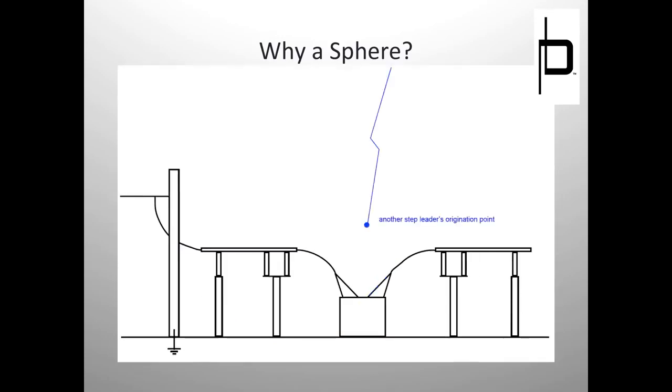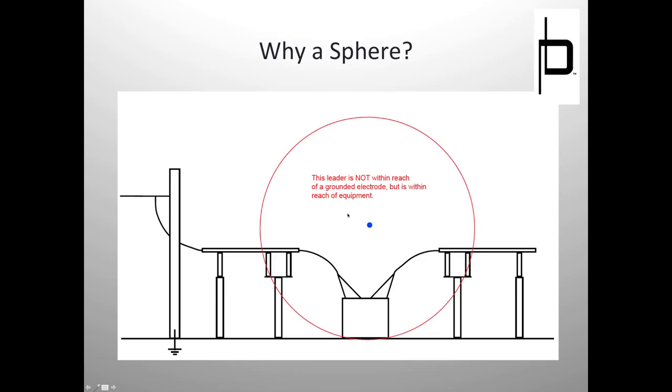No. Okay, so let's look at another example. Here's another step leader, and the origination point of this last step leader is somewhere here. If you'll notice, this step leader can't reach this grounded electrode. Rather, it can reach all your equipment. That means all this equipment is subject to a lightning strike. We don't know if it's going to get struck, again, whether it's going to strike some grounded part or the equipment. But it's not a grounded electrode, not a shield wire or a mast, which we said is most attractive to it. So, that being said, this step leader is dangerous.